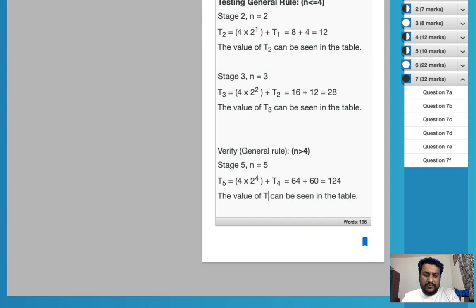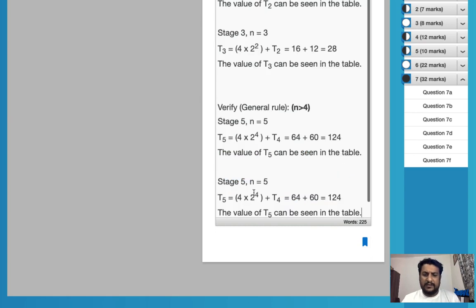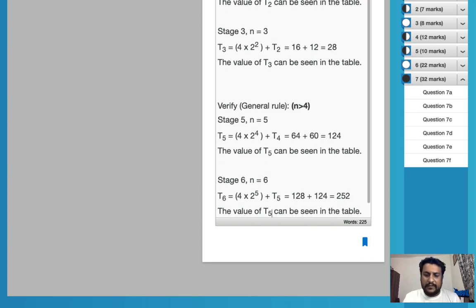I'll write down the value. Do one more verification, copy everything. Now stage 6, this is 6, now this is 6, now this is 6 minus 1, which is 5. Now you add the previous term. Now this is 128. In 128 you add 124. So in this you get 120 plus 120 is 240, so 252. And the same can be written now that the value is verified.